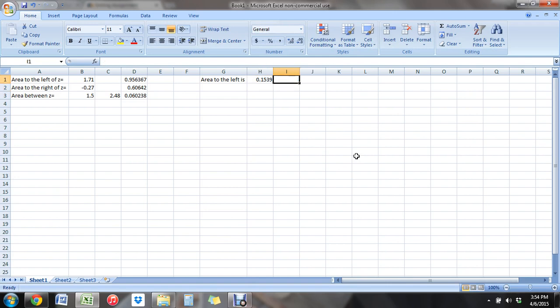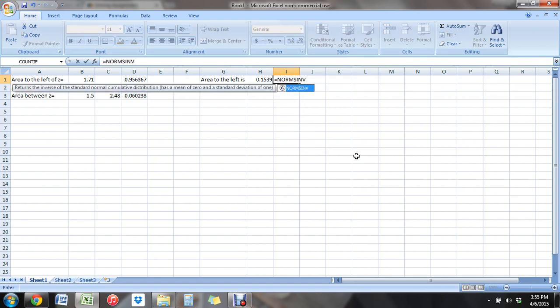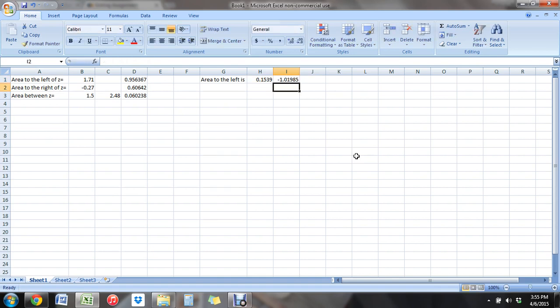If you look that value up in the table, remember that's how we would do it, is we would look that value up in the body of the table, and we would figure out the z-value that matches it, that has the area to the left of 0.1539. Excel has the NORMSINV function, so you give it the probability or the area to the left, and it will give you the z-value. So we'll give it the probability, the area to the left, and it gives us the z-value of negative 1.02.